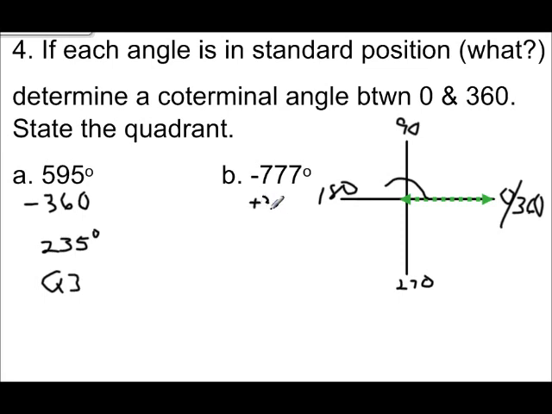That's not enough because I still get a negative. So I add 360 again, still get a negative. Add 360 again, still get a negative. Anyway, you add 360 degrees until you get something that is greater than 0 but less than 360, and that degree measures 303 degrees, which is in quadrant 4.